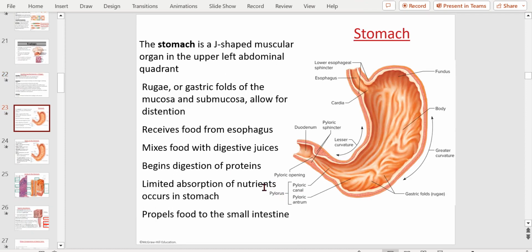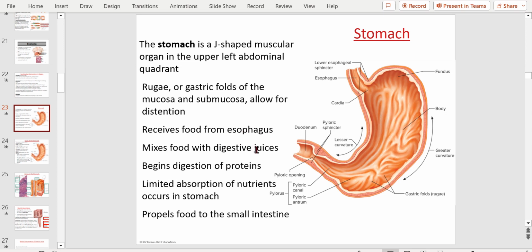Moving on to the stomach, it's a J-shaped muscular organ in the upper left abdominal quadrant. You'll see these ridges within, called rugae or gastric folds. And again, it's all about surface area. You're increasing the surface area of the stomach by these three-dimensional folds. Also, they give traction so that they can throw food around.